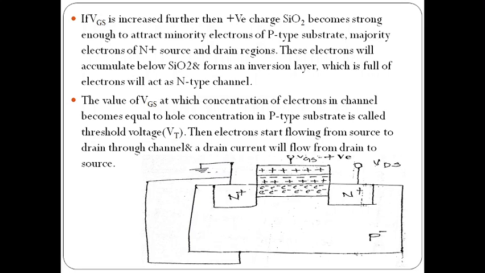So the value of VGS increases further. What happens? The concentration of electrons increases in the inversion layer or channel. So for a particular value of VGS, the concentration of electrons in the channel becomes equal to the concentration of holes in the p-type substrate. That is called threshold voltage. Then electrons start flowing from the source to drain. So we can say threshold voltage is the gate voltage at which conduction starts in the enhancement MOSFET.